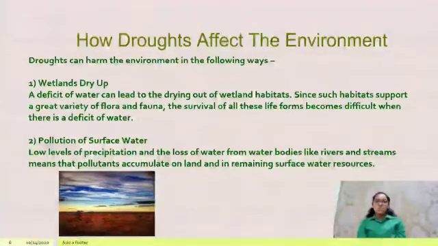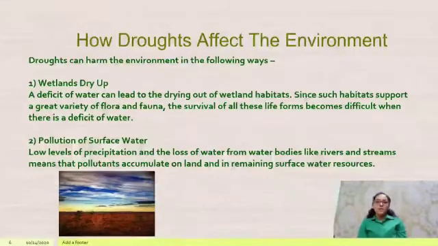As we saw, the most recent drought was harmful for the environment, affecting the agriculture and water resources across the country. Droughts can affect the environment in many ways. The first one being, wetlands dry up. If there is insufficient water, wetlands dry up. Since such habitats support a great variety of flora and fauna, the survival of all these life forms becomes difficult if there is insufficient water.